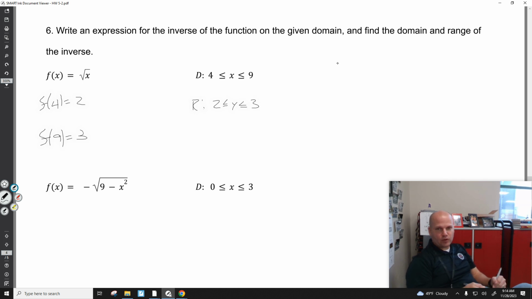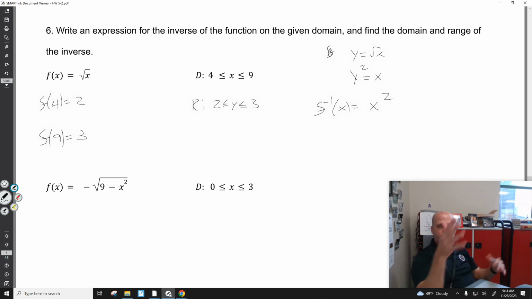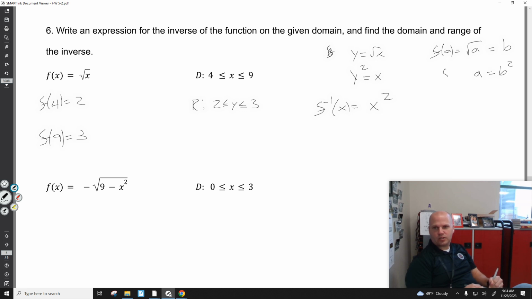Okay, now the inverse function would be x equals y squared. Or we'll say the inverse function, if you're using x's, is x squared. Like the inverse of the square root is the square. We don't like using that. I probably would want to say f of a, which is root a, equals b. If you solve, a equals b squared. This is f inverse using b. It gives you an a, it's b squared. So we're saying it's b squared.